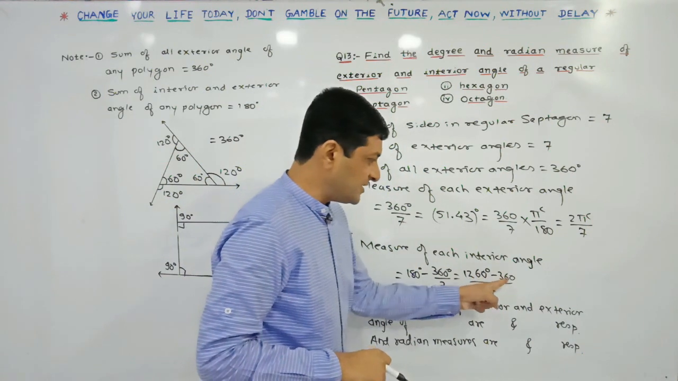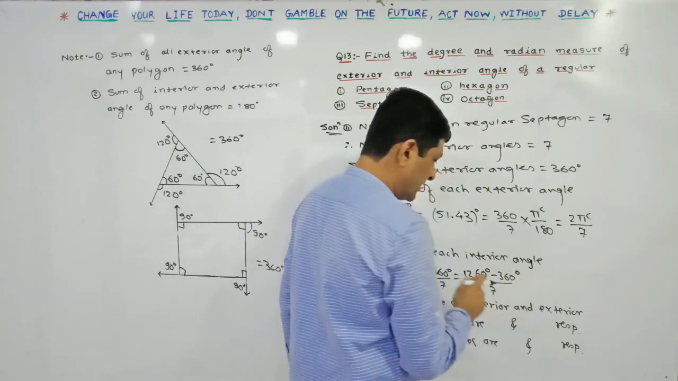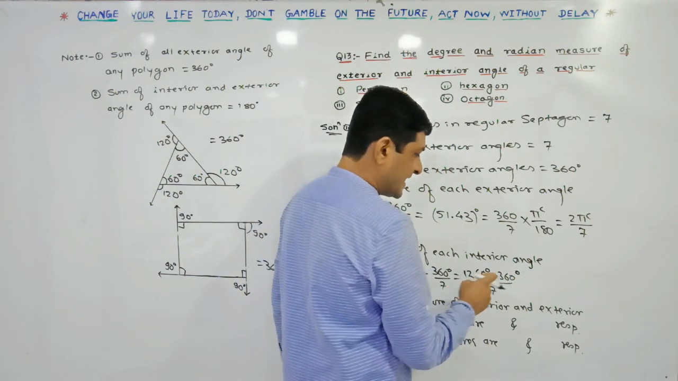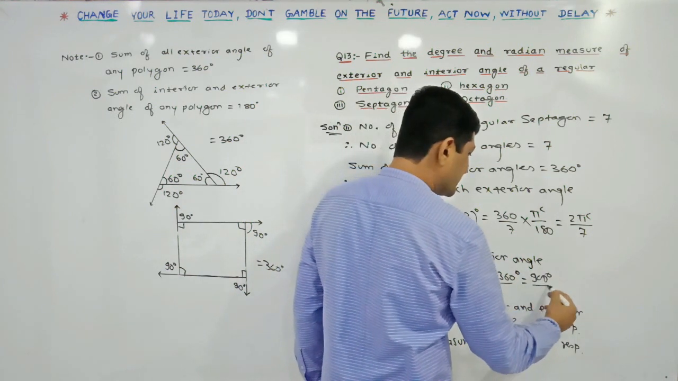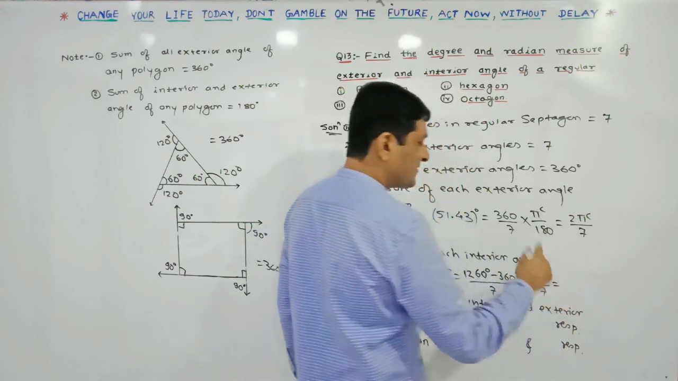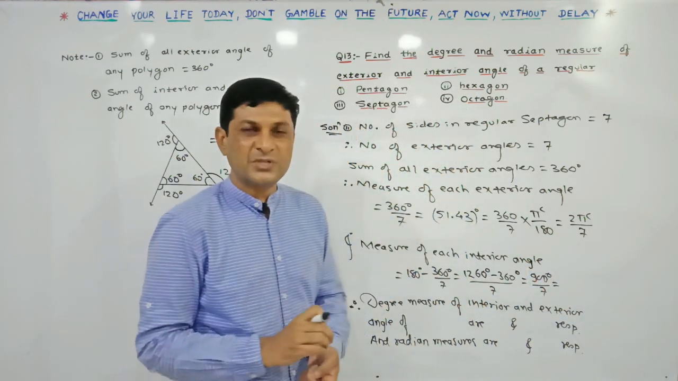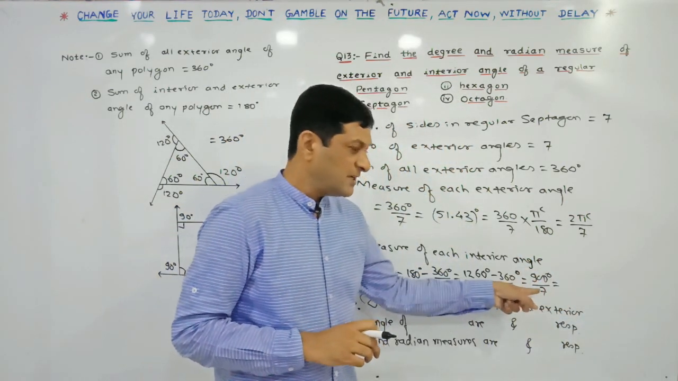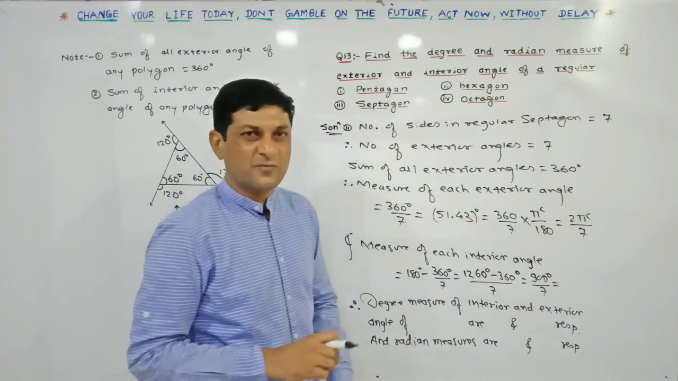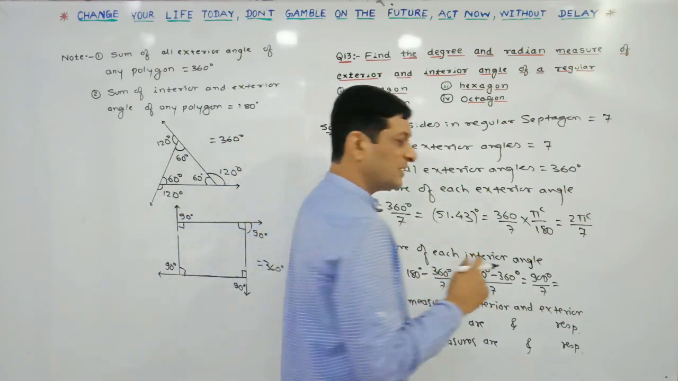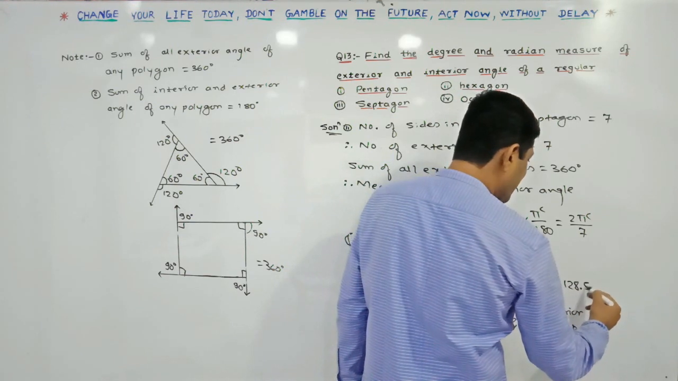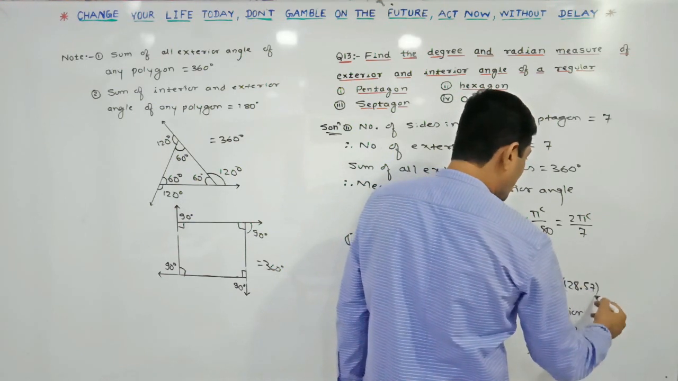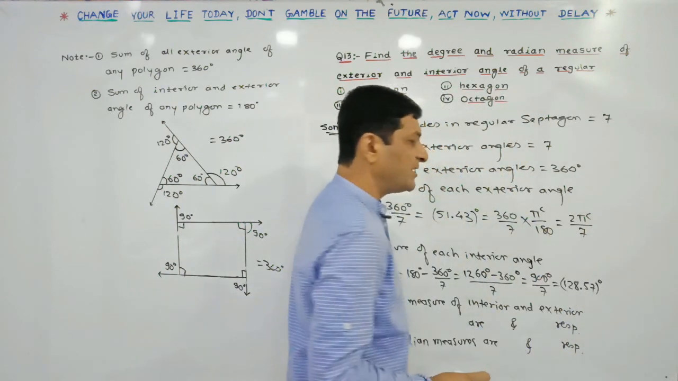What is the difference here? Their difference will be equal to 1260 minus 360, which is 900 upon 7. If we divide and convert it into decimal form, check that its decimal representation is 128.57 degrees or not. So in this way we have got the degree measure.